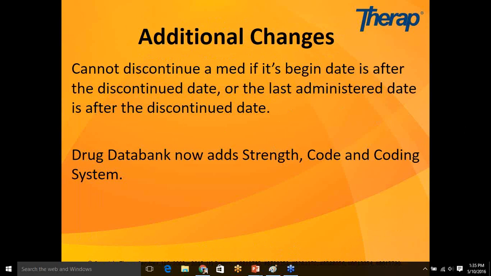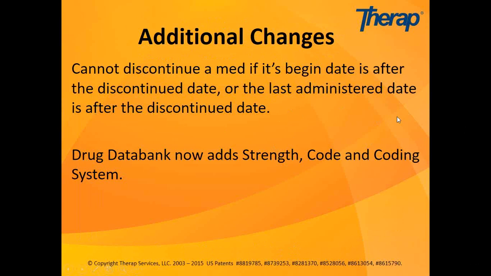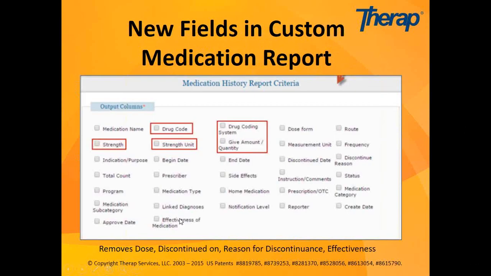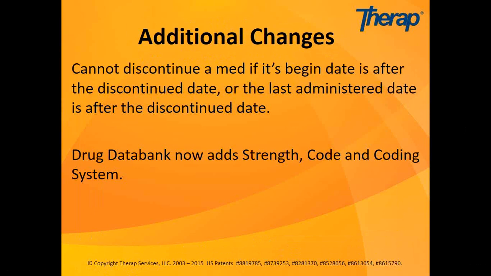Jan, just to note, I did note that effectiveness of medication is still listed as an output column. I noticed in our instructions we are removing effectiveness. I don't know if that's an error. I hadn't actually discontinued a med in the beta to know whether or not that's going to be discontinued. So that might still be there, or it might be just a name change. We'll have to see after this release comes out.